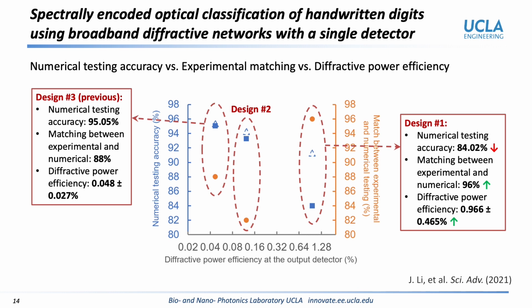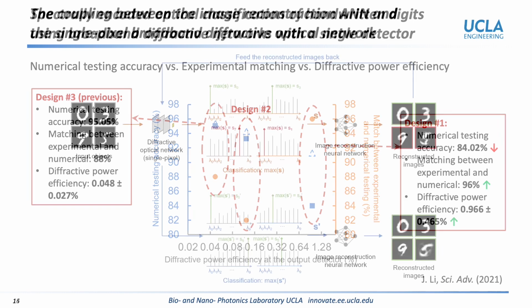For example, in the one design that achieves the blind testing accuracy of 84.02%, the diffractive power efficiency is increased by a factor of around 160. The match between our experimental and numerical testing results is increased to 96%, demonstrating the trade-off between the inference accuracy, the diffraction efficiency, and the experimental robustness of our diffractive models.